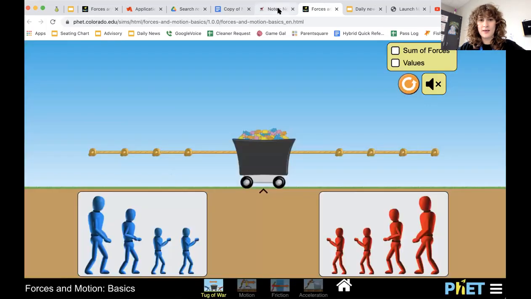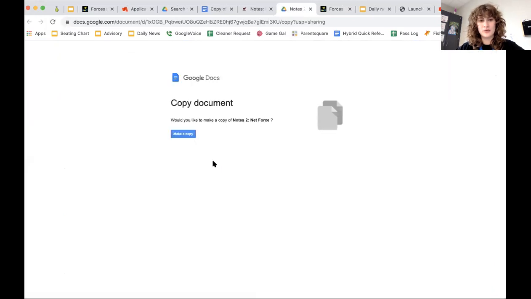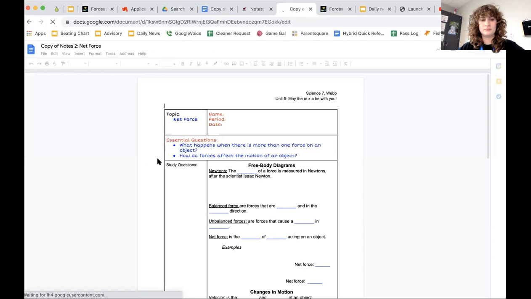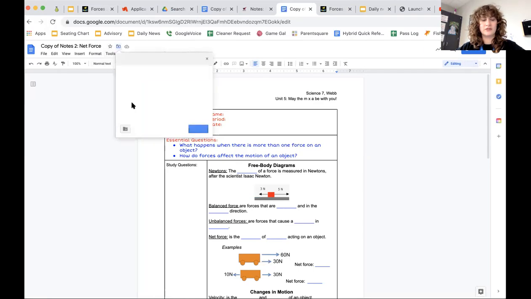I'm going to open that, and just to get set up, let's copy your notes 2 on net force. So you're getting a Google Doc, notes 2 net force, make a copy. Of course, once it's loading, move it into the correct folder.